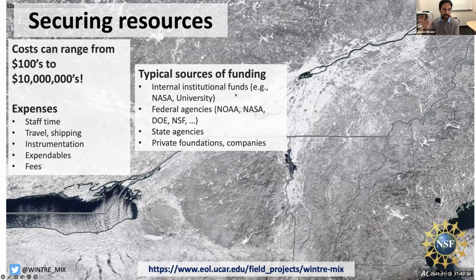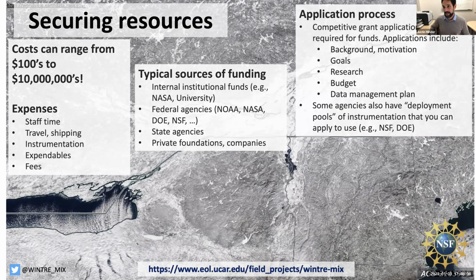Where do you get the money from? Well, it can vary. It could be from internal institutional funds. Like if you work for NASA, you might have access to certain internal funds, or if you work from a university, there might be internal university funds you can draw from. But a lot of the really major field campaigns get their funding from competitive grants to federal agencies such as NOAA, NASA, the Department of Energy, the National Science Foundation. But there can also be funding from state agencies in your local state, or even private foundations or companies.